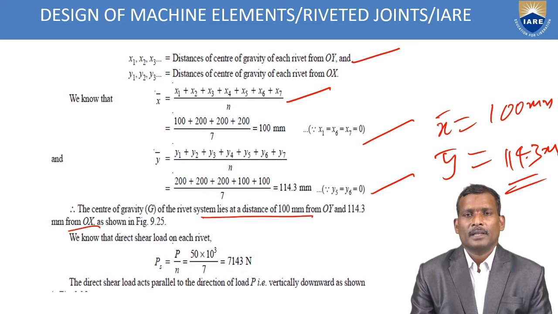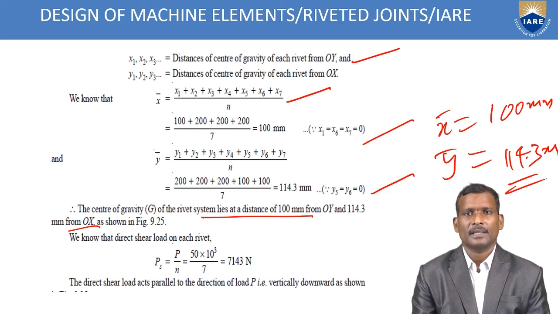So now calculate the shear load. In these eccentrically loaded joints, two types of shear stresses are there. One is primary shear stress and the second one is secondary shear stress. The primary shear stress you can calculate by using the given load. The secondary shear stress procedure also, we will see how to calculate.